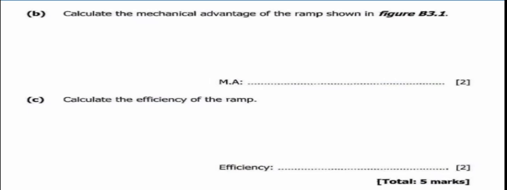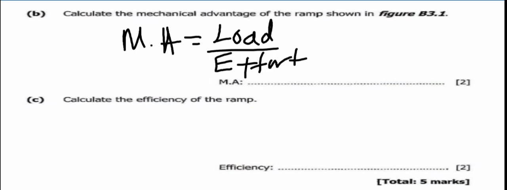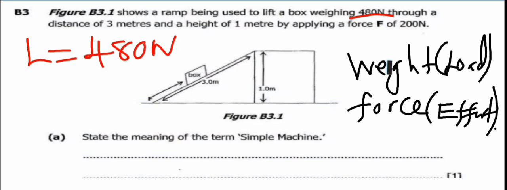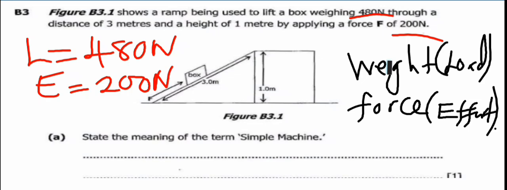On this part, you need to know the formula. Mechanical advantage is equal to load over effort. Those things you need to know. Now, according to the data that we can collect from this question, the weight that we have here, meaning the load, is 480 newtons. Apart from that, we also have the force applied, which is the effort, E, which is 200 newtons.